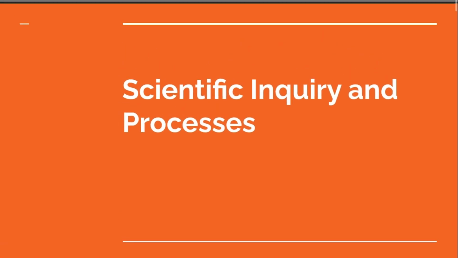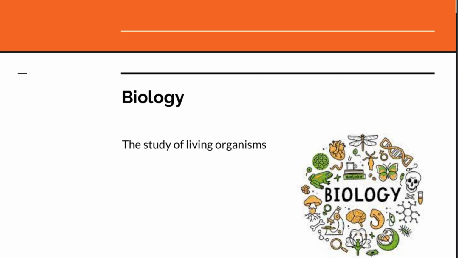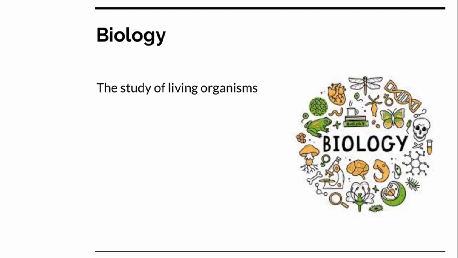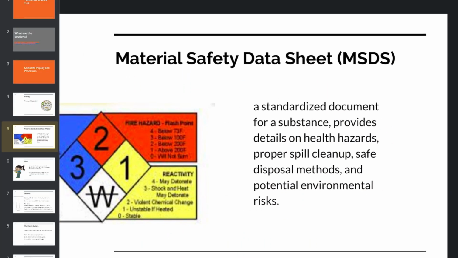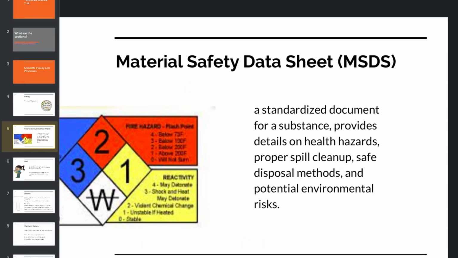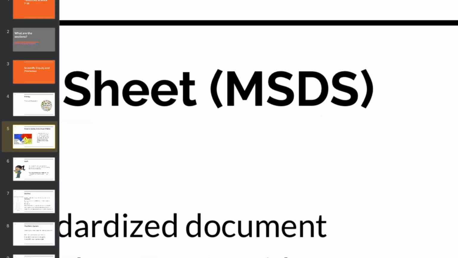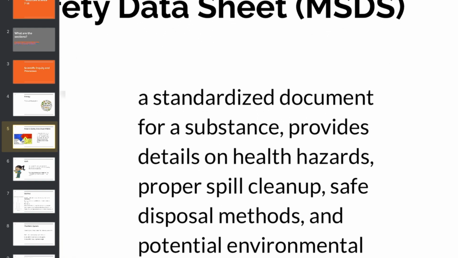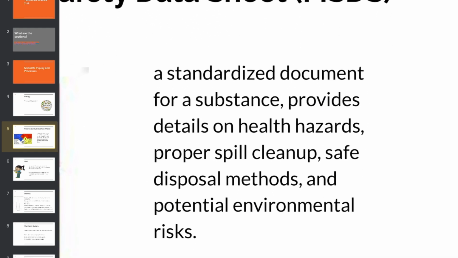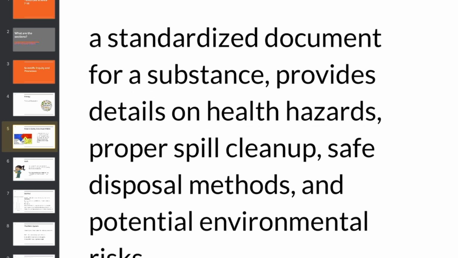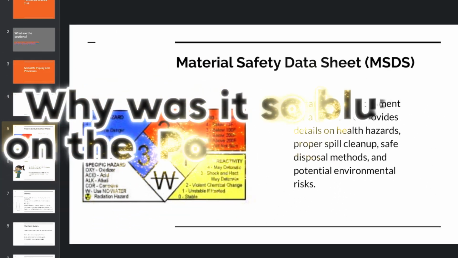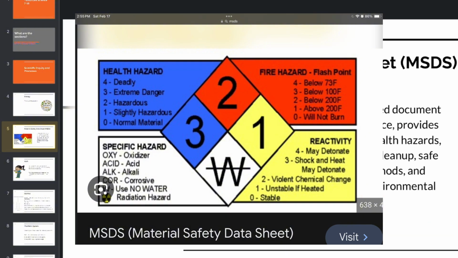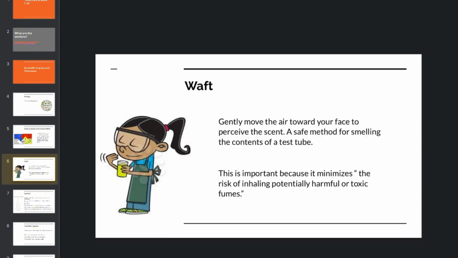The first part we're going to focus on is scientific inquiry and processes. Biology. What is biology? It's the study of living organisms. What is the material safety data sheet, also known as MSDS? It's a standardized document for a substance that provides details on health hazards, proper spill cleanups, safe disposal methods, and potential environmental risks. I will say, probably look up the next slide.